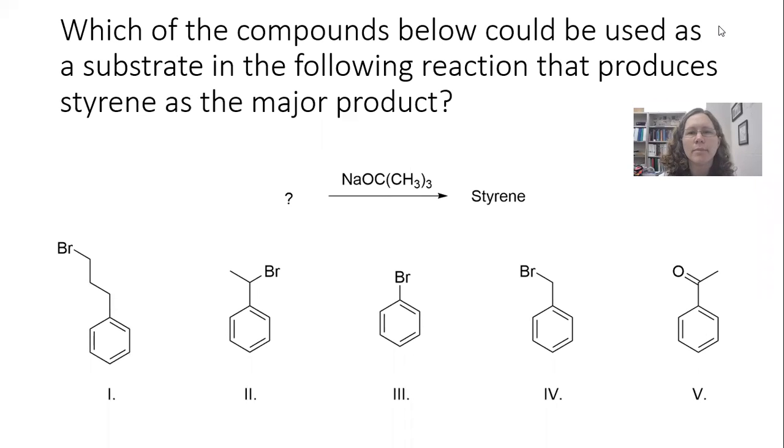The question asks, which of the compounds below could be used as a substrate in the following reaction that produces styrene as a major product? So there's a couple of things we need to understand here. We need to look at a reagent, figure out what kind of reagent it is. We need to look at the product, styrene.